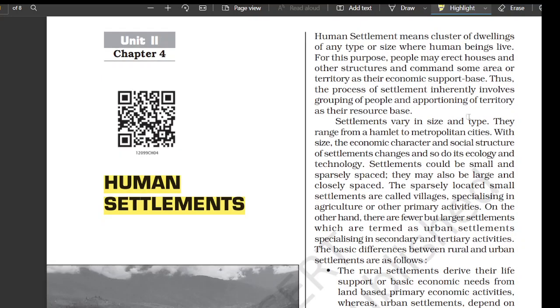Settlements vary in size and type. They range from a hamlet to metropolitan cities. With size, the economic character and social structure of settlements changes, and so does its ecology and technology. Settlements could be small and sparsely spaced, they may also be large and closely spaced. The sparsely located small settlements are called villages, specializing in agriculture or primary activities.